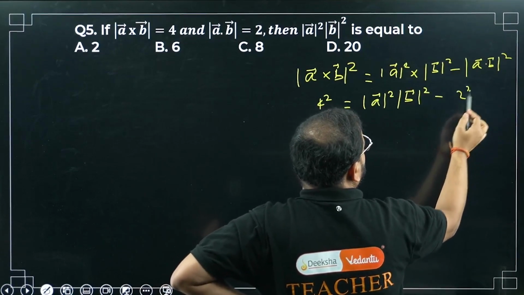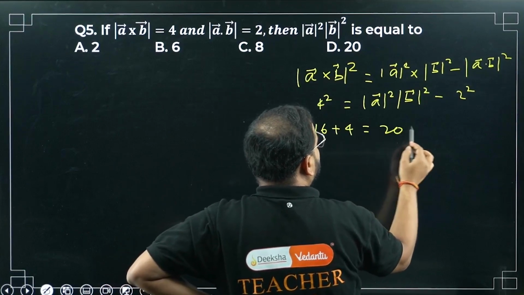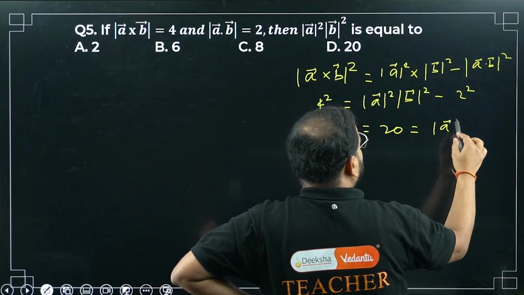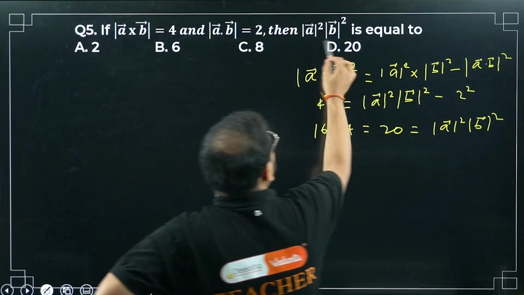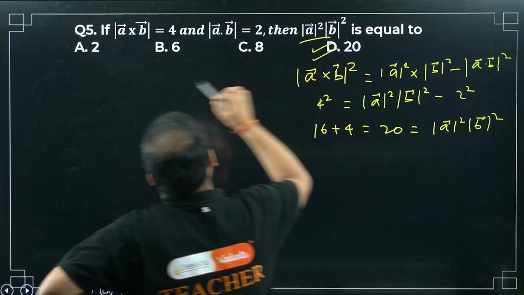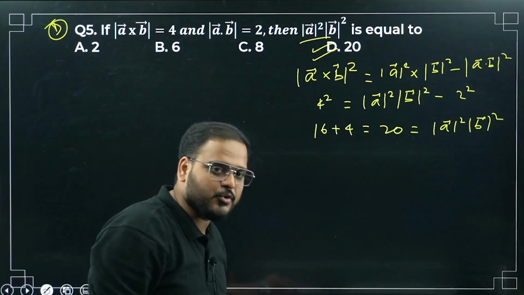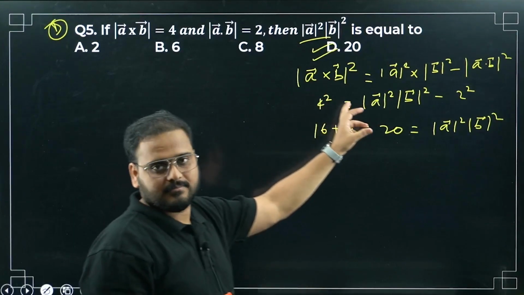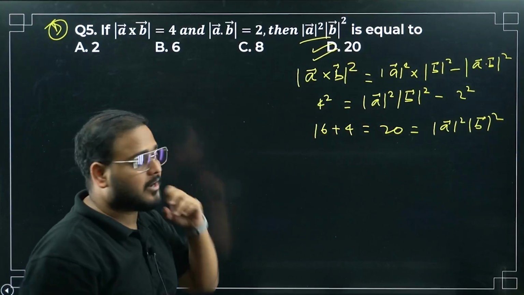Minus 2 square. Bring it over here. 16 plus 4, how much is that? 20 equals to what they were asking, right? Answer is option number D. But I promised you, I'll tell you how we got this result. So let me show that to you. But the answer is 20, D.